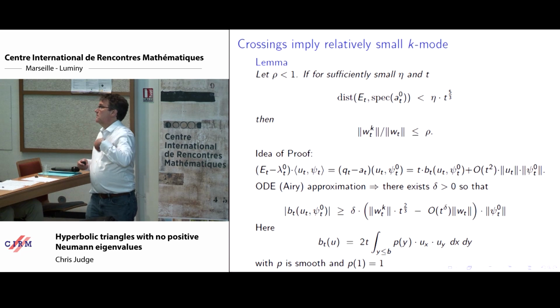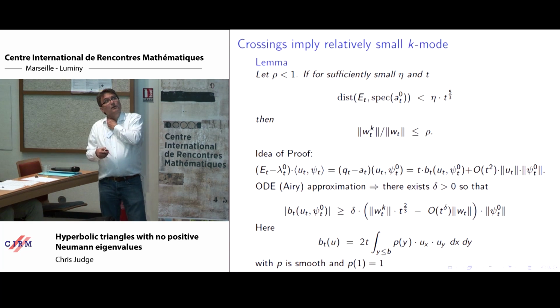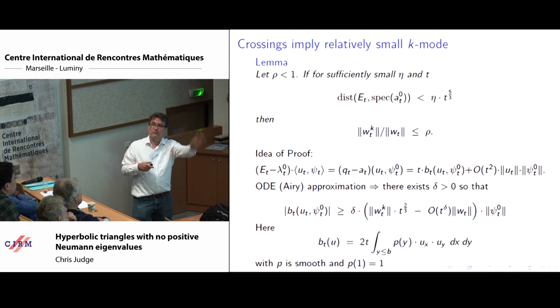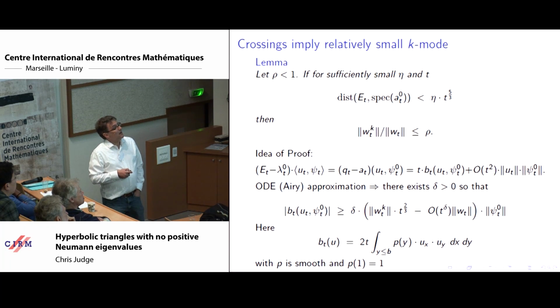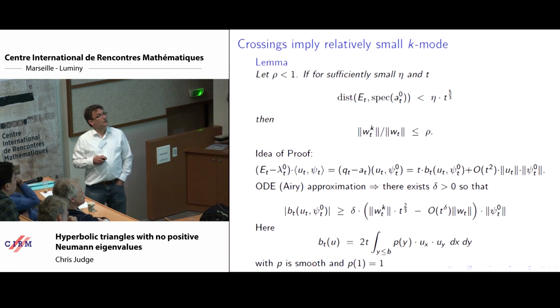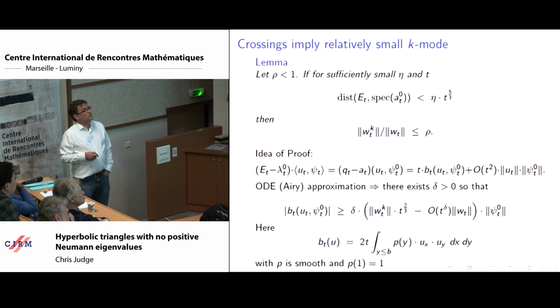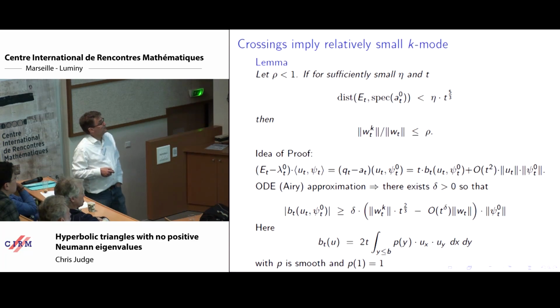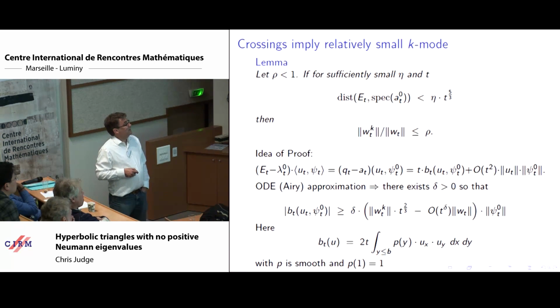So here's the crossings part of the crossing avoidance issue. It turns out if your ET is close to some eigenvalue branch of AT which is going to 0, AT0 is the guys in AT who are all going to 0. If you cross in this window of t to the 5/3, then you can ensure that the WTK mode is small relative to WT. And this is actually probably the most technical part because it requires us to do some really fine area approximations.